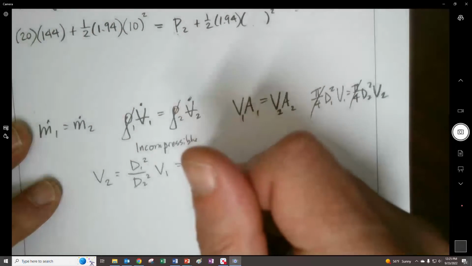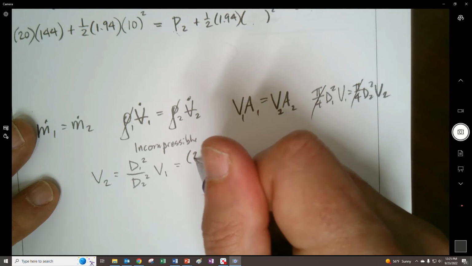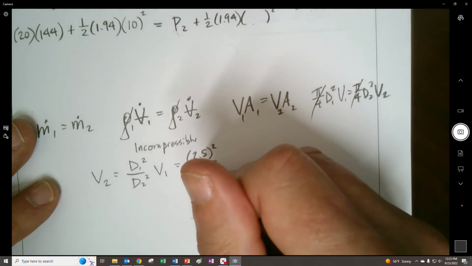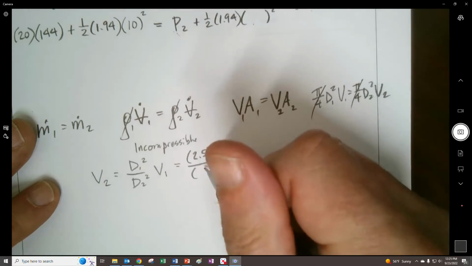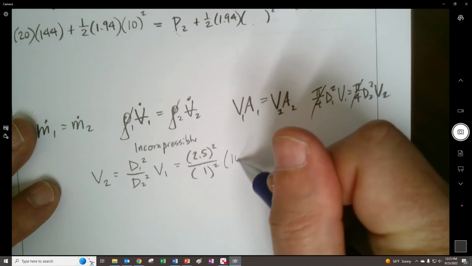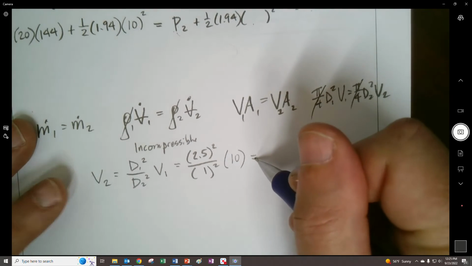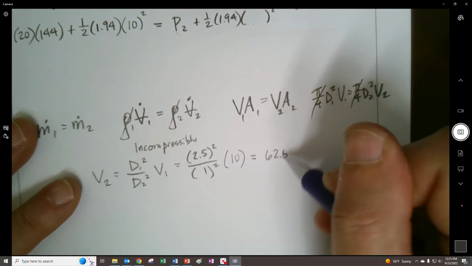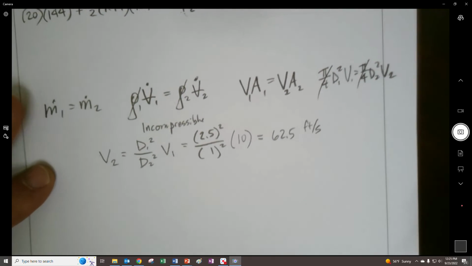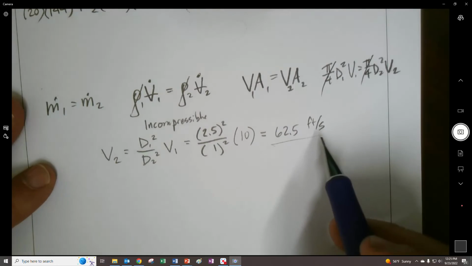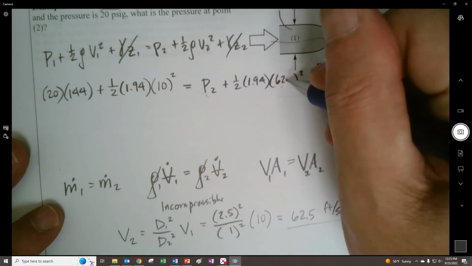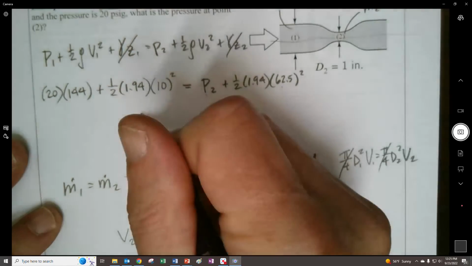We don't have to do a conversion because we're using inches, so we're just taking a ratio right here, and all the conversions would have canceled out. And we have our 10 feet per second. And this comes out to 62.5 feet per second. And now we know this. So we could come back up to here. That's our unknown, 62.5. And we can find our P2.